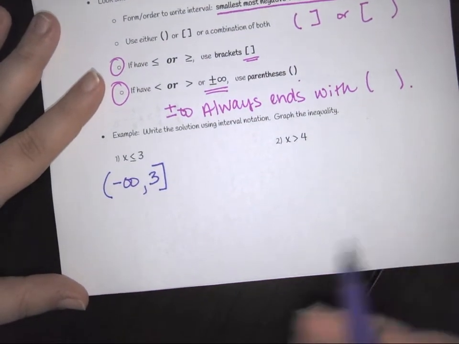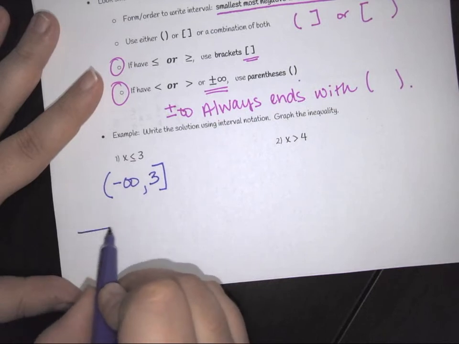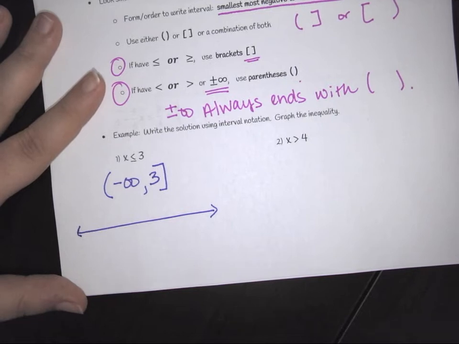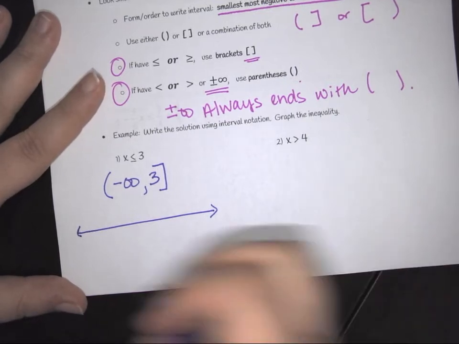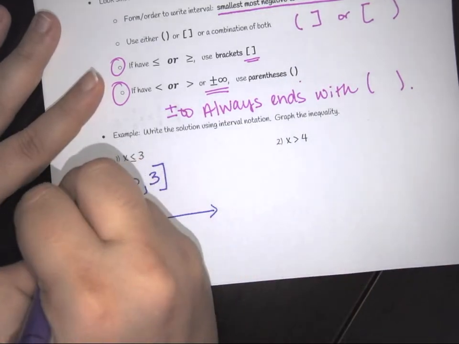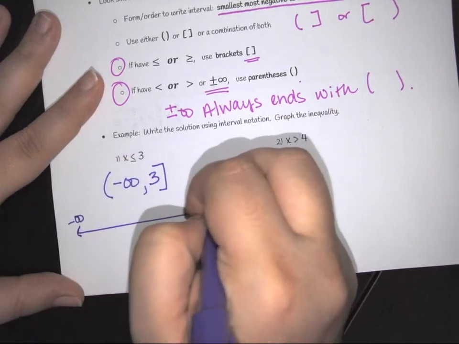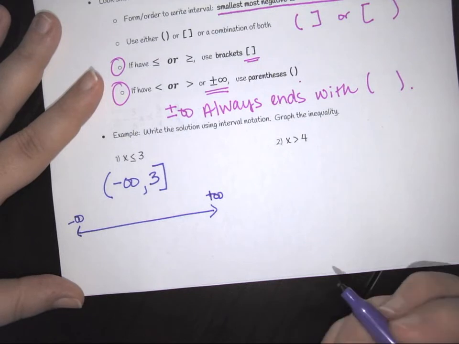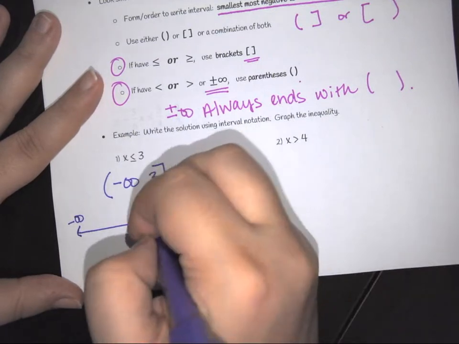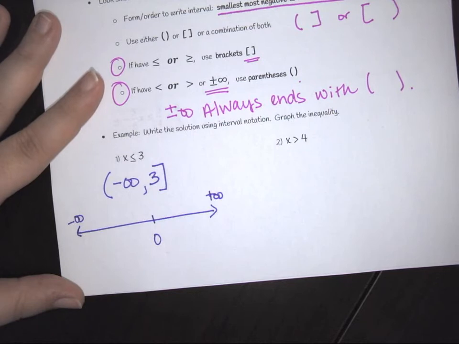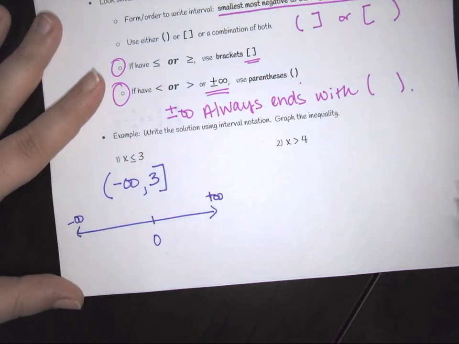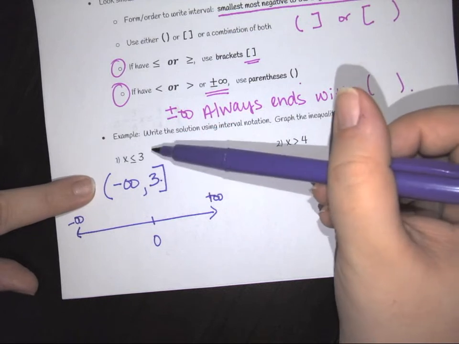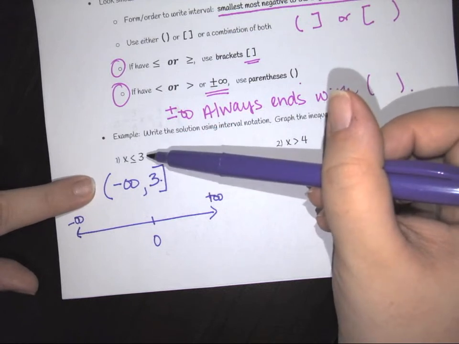Now we have to be able to graph it. Graphing inequalities is as simple as drawing yourself a number line. The easiest thing to do is to draw your number line, put in your positive and your negative signs, and then put your 0 in the middle. Once you do that, you need to look at your equation. If we pretend that we did not do the interval yet, we're going to look at what information we have.